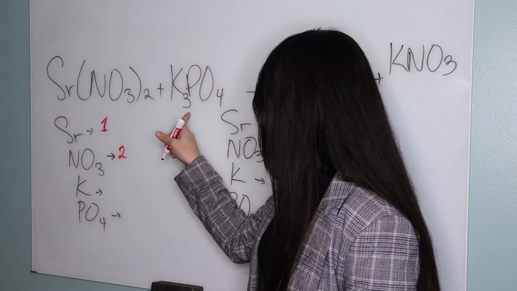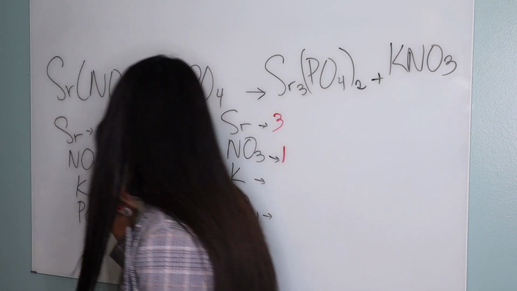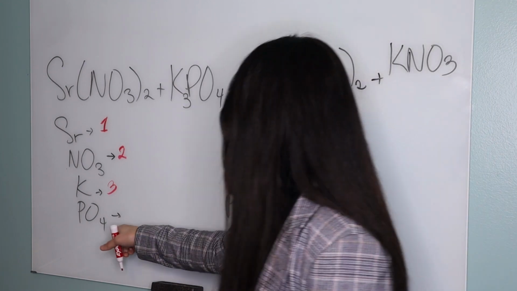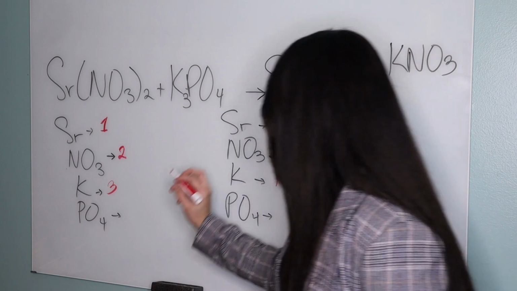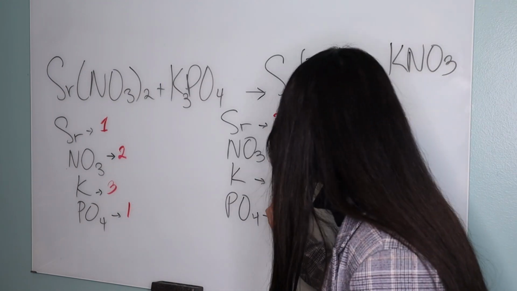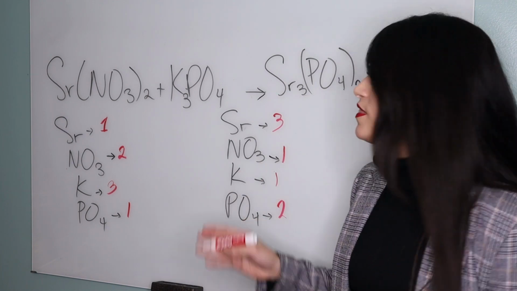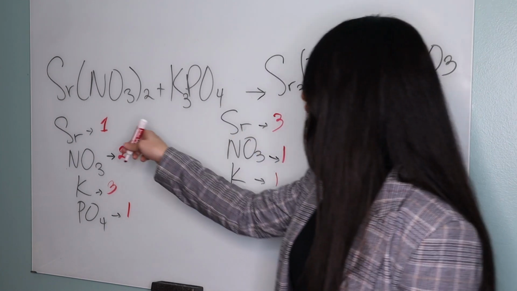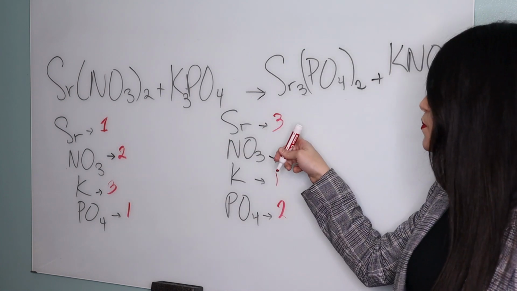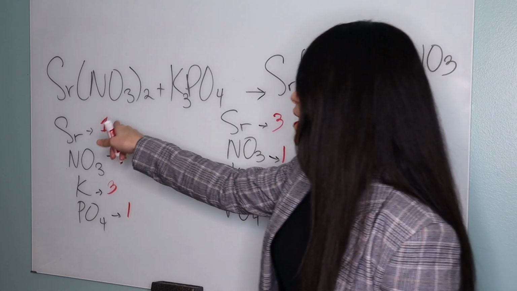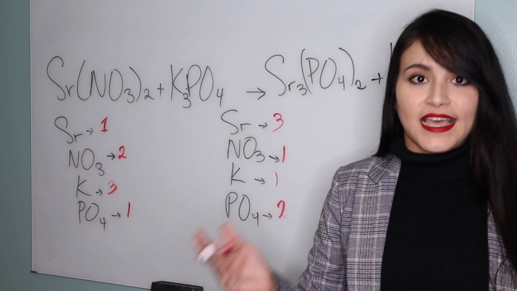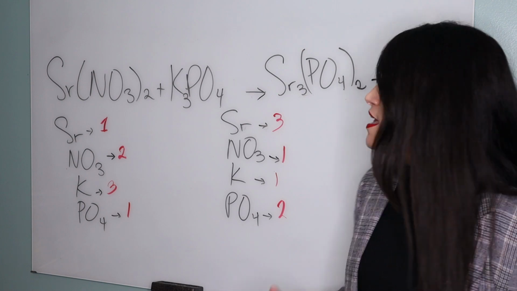Potassium. On the reactant side, we have 3. And on the product side, we have 1. Phosphate. On the reactant side, you have 1. And on the product side, you have 2. Now we want to make sure that all of the numbers are matching. So let's go ahead and get started with strontium. We have 1 on the reactant side and 3 on the product side. So you ask yourself, 1 times what is going to equal 3? The answer is 3, right? 1 times 3 equals 3.